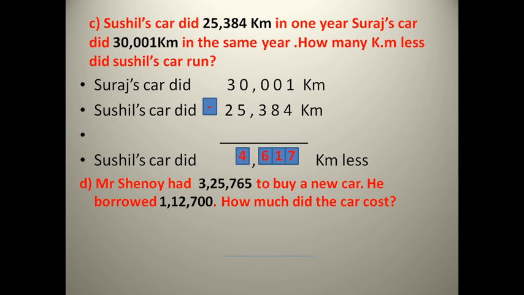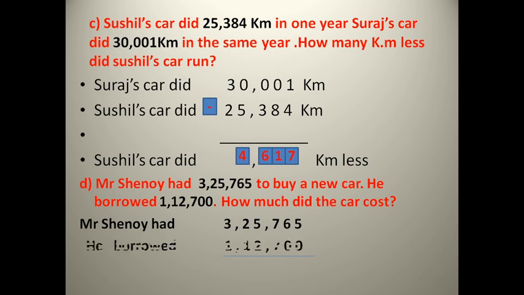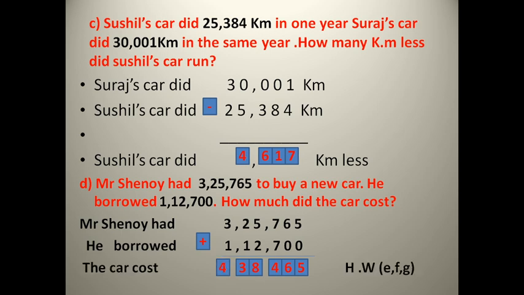So we read the question, and second we write the statement: what he had and what he borrowed, and we add it together. So now we decide to add, and we solve. 5 plus 0 is 5, and 6 plus 8 is 14, 4 carry 1, 1 plus 5, 6 plus 2 is 8, now 3. So the cost of the car is 4,38,465.